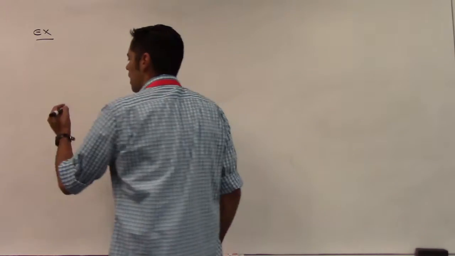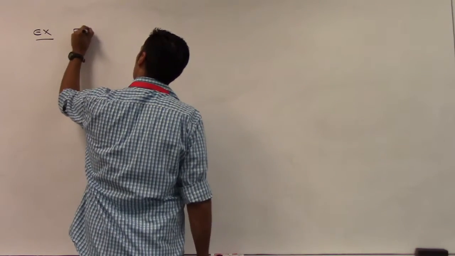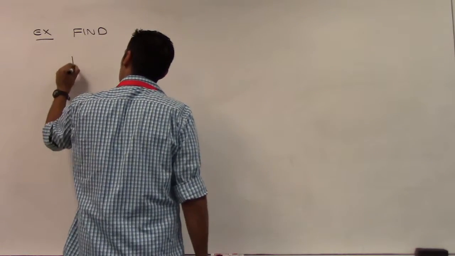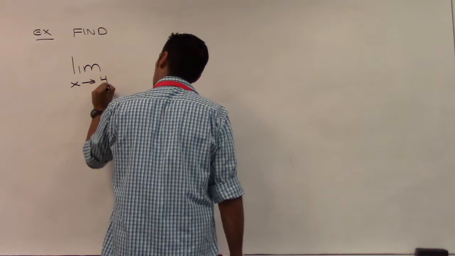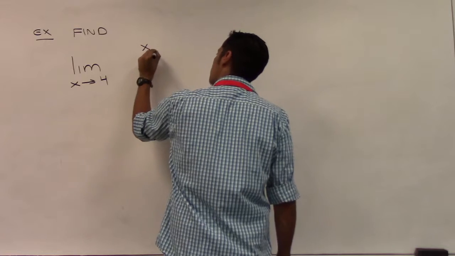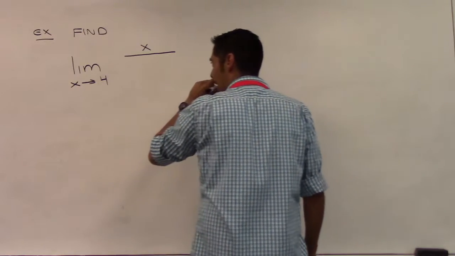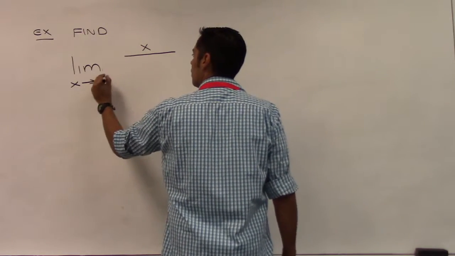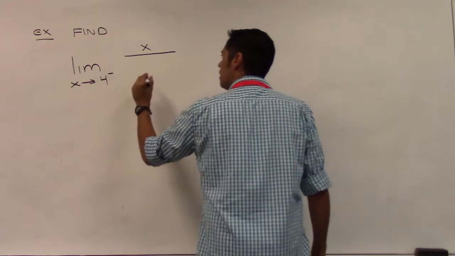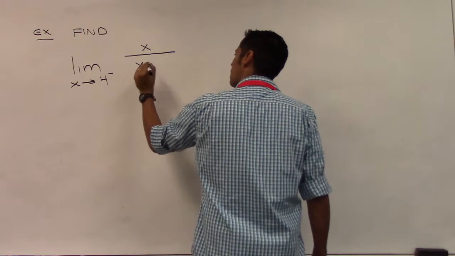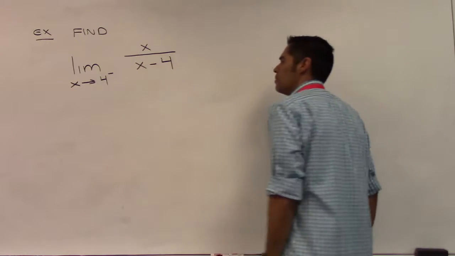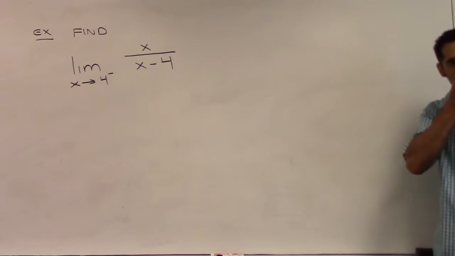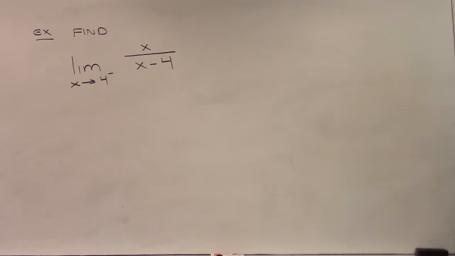All right, let's find the limit as x approaches 4 of x over, well, let's say 4 from the right. Did I just say right? I meant left. x over x minus 4. Let's find this limit.